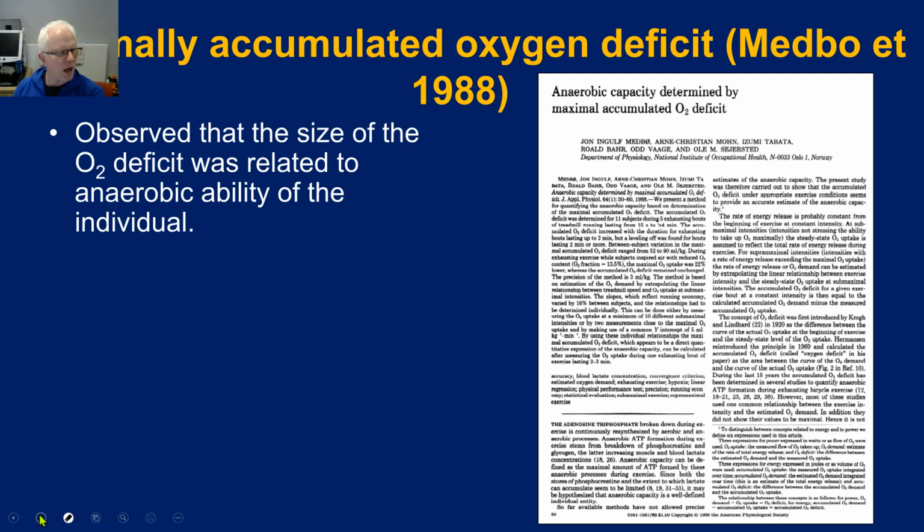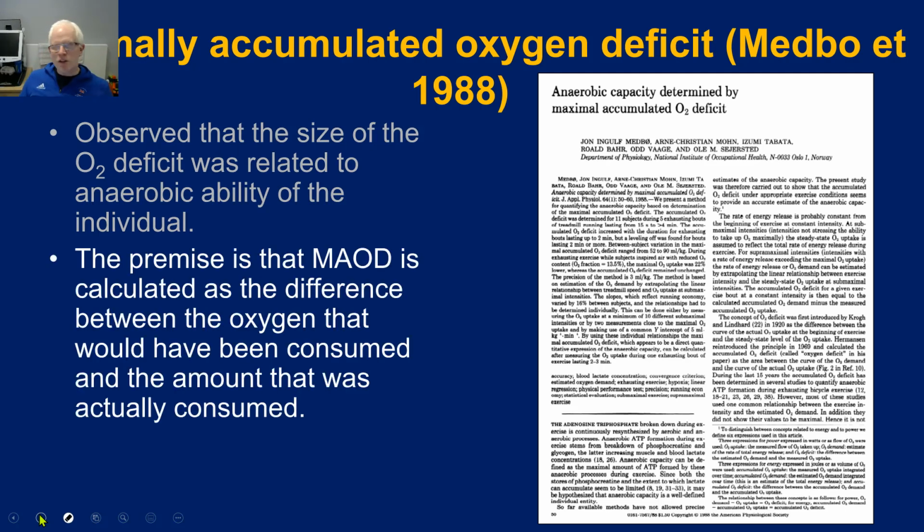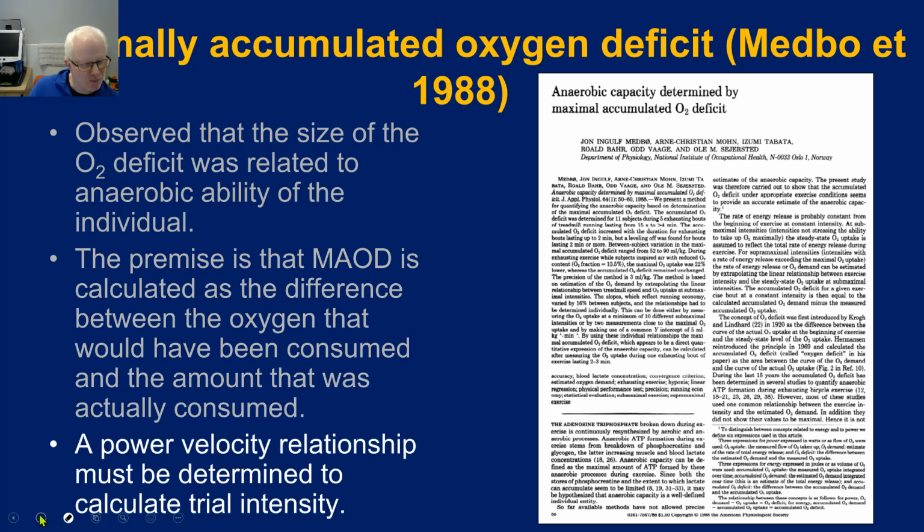So with that in mind, MAOD then thought, well, actually, that's very logical. That's clearly a logical argument, because you're borrowing the energy. We know it doesn't increase instantaneously. So he then proposed what is called the maximally accumulated oxygen deficit. The premise is quite simple. The MAOD is calculated as the difference between the oxygen that would have been consumed and the amount that was actually consumed. So let me explain what we mean by that.